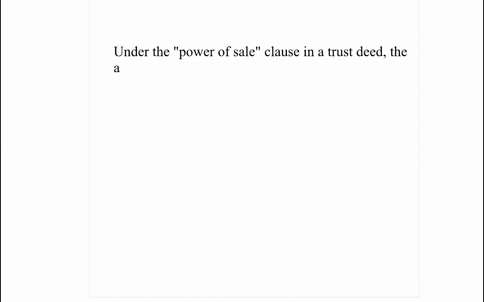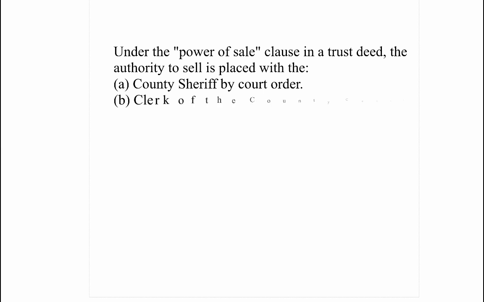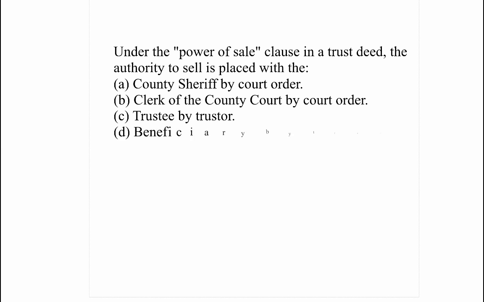Under the power of sale clause on a trust deed, the authority to sell is placed with A. County sheriff by court order, B. Clerk of the county court by court order, C. Trustee by the trustor, D. Beneficiary by trustee.